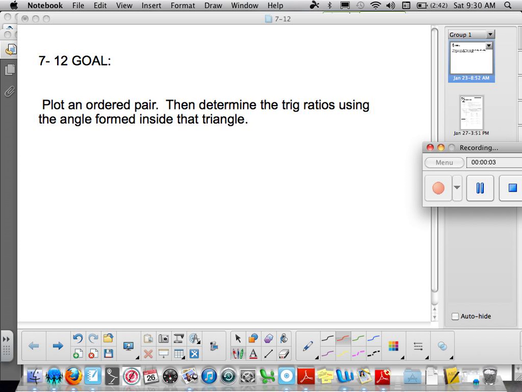Okay, the goal of section 712 is basically to plot the ordered pair and then create your trig ratios using the angle that's formed from the inside of the triangle.